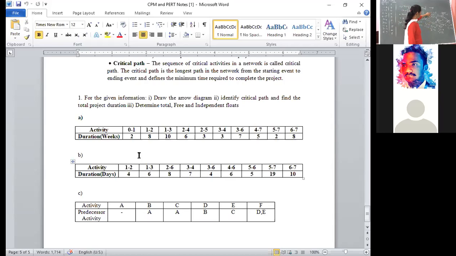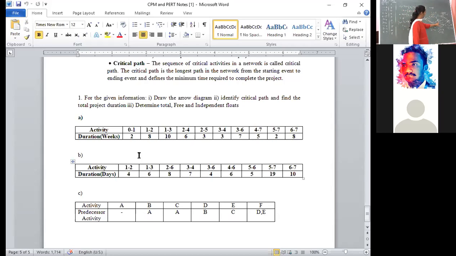Next, verify E2 and L2 values are same. No, it's not same. E2 is 10, L2 is 16. That's why leave that activity. Next, verify E3 and L3 value. E3 value is 12, L3 value is 12. Both values are same, then only we will draw a double line. Here activity 1, 2, 3, you have to draw a double line.